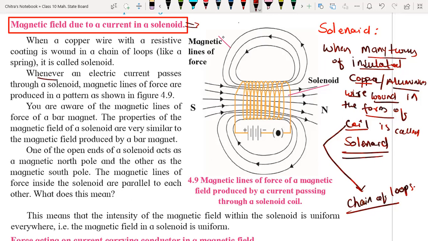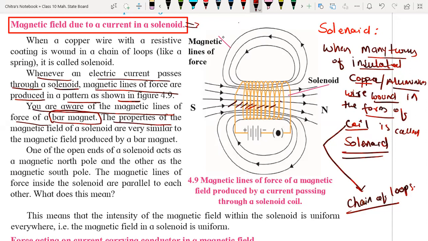Yes. So whenever an electric current passes through a solenoid, magnetic lines of force are produced in the pattern shown in the figure. We already understood this in the previous activity, but there we understood only one loop. Here we have many loops, 1, 2, 3, 4, 5, n number of loops. You are aware of the magnetic lines of force of the bar magnet. Here also we can conclude that the magnetic field produced by the solenoid is similar to the magnetic field produced by the permanent bar magnet.